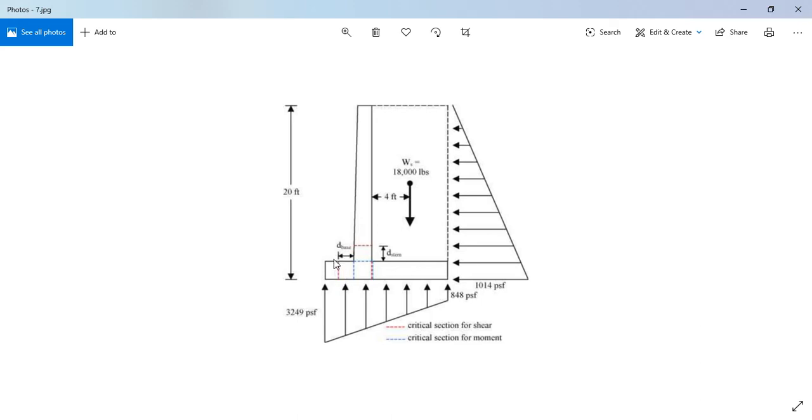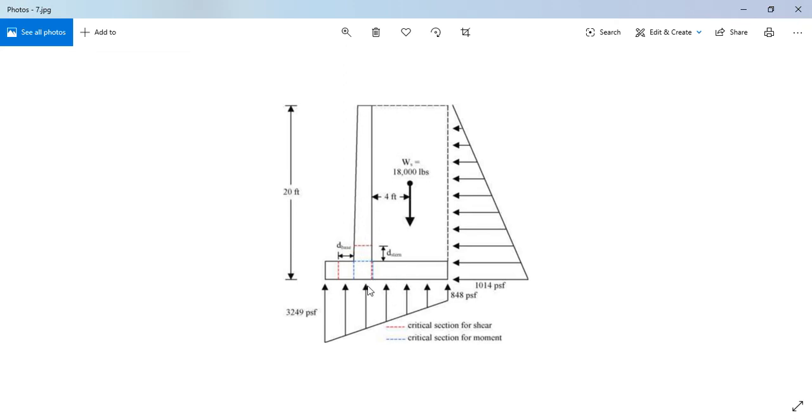And also for the thickness of the base, we still use 0.1 times the height of the wall. If this is 6 meter, we assume the thickness of your base to be 6 meter divided by 10, which is also 600 mm. So the thickness of this base would be 600 mm.